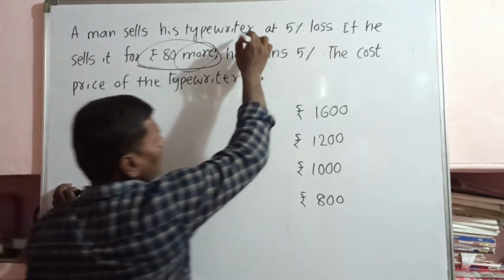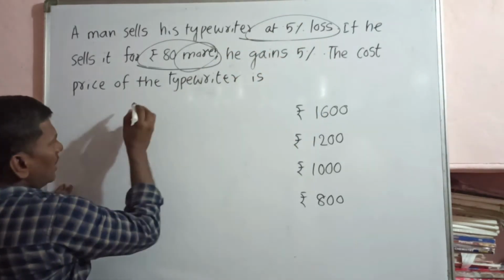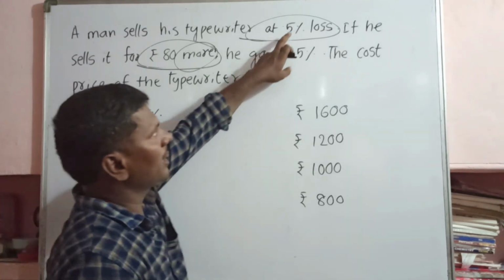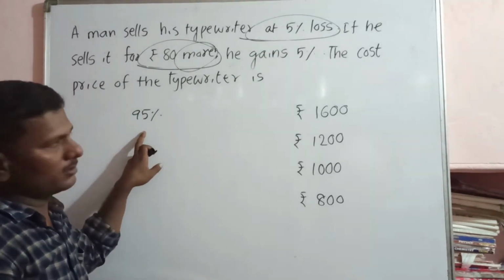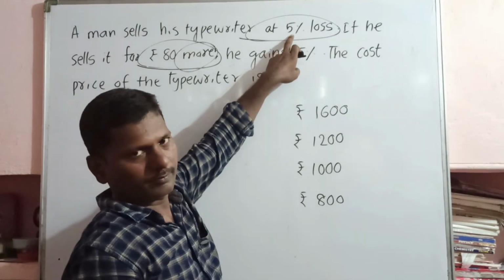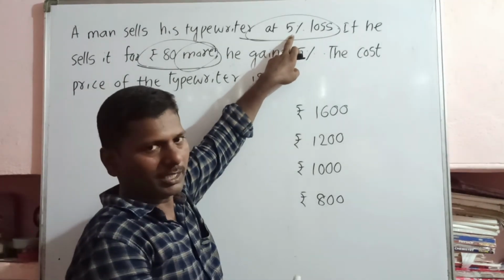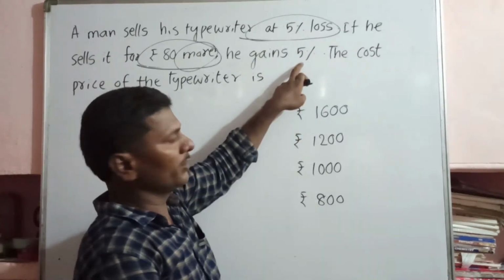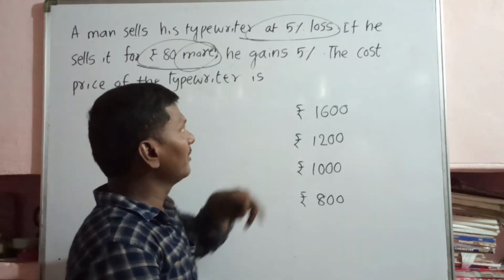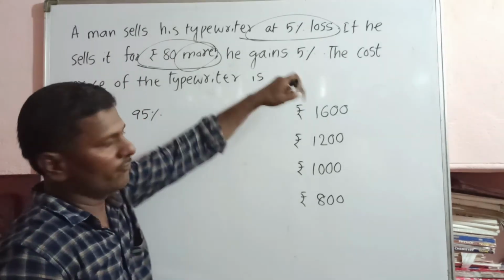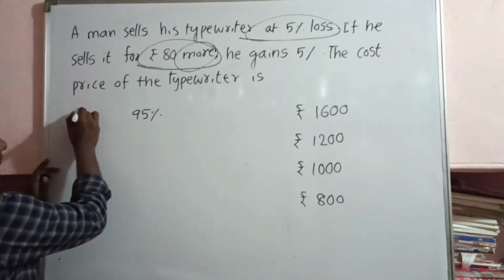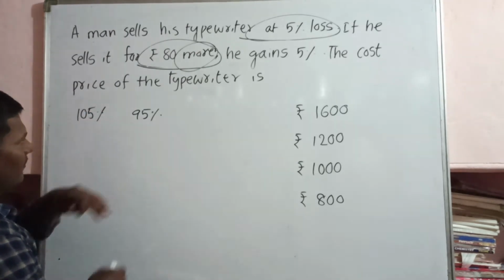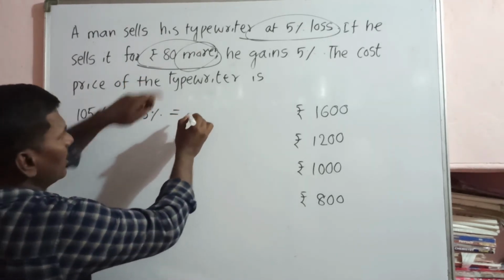So 5% loss means that is 95% value of that article. 5% loss means 95 you have to write, 100 minus 5. Whenever loss is there, subtract that from 100. When there is gain, add it to 100. So here 5% gain means 105, 100 plus 5, 105. The difference of these two numbers is equal to 80 rupees.